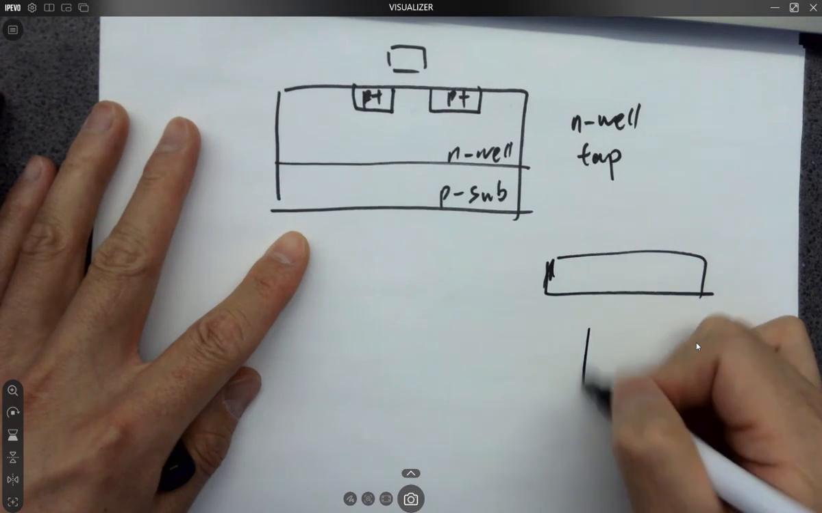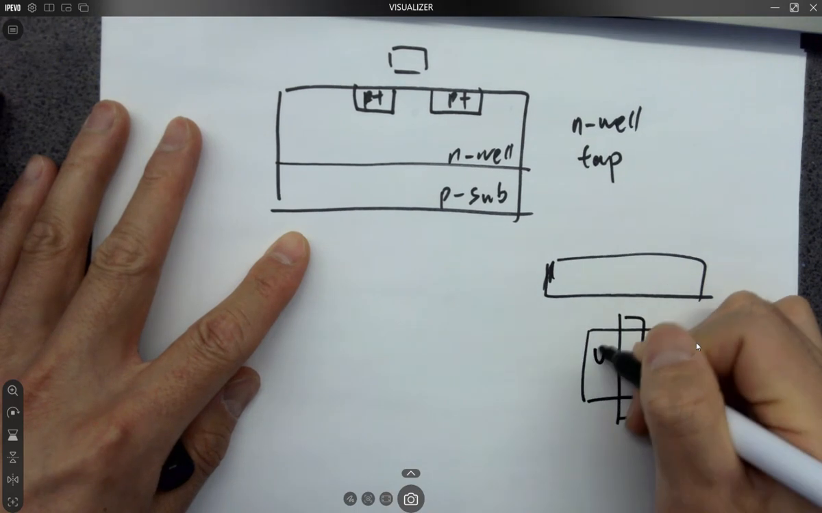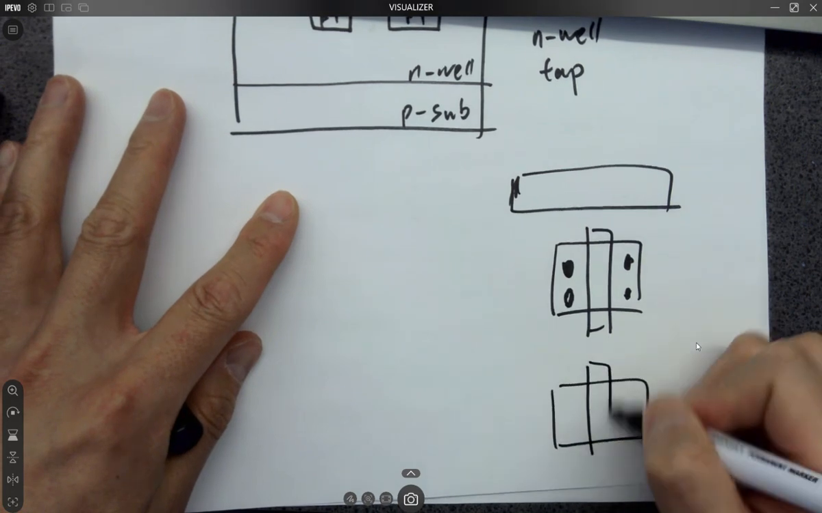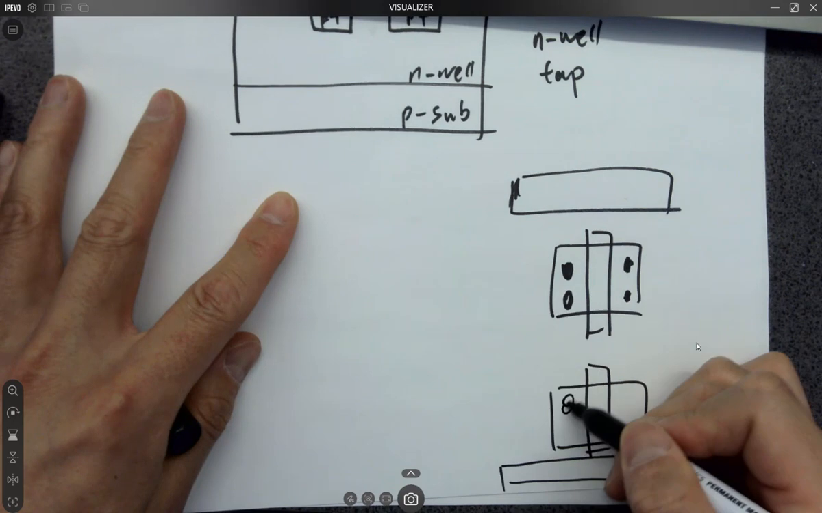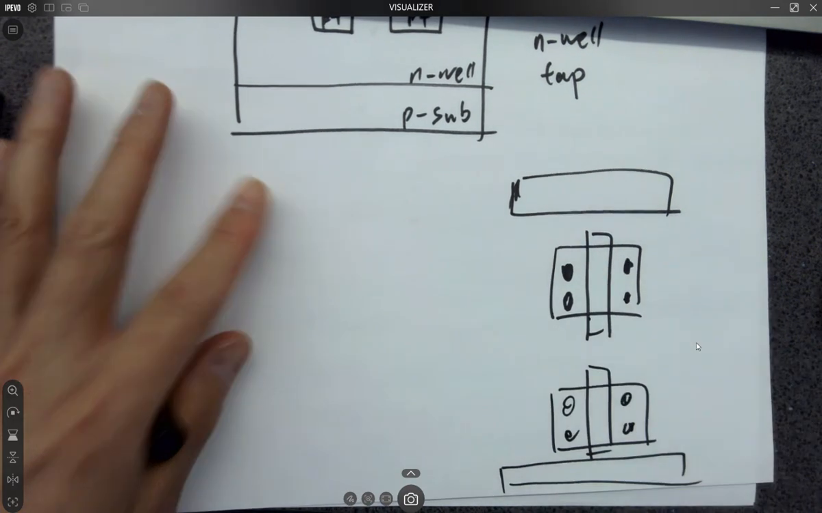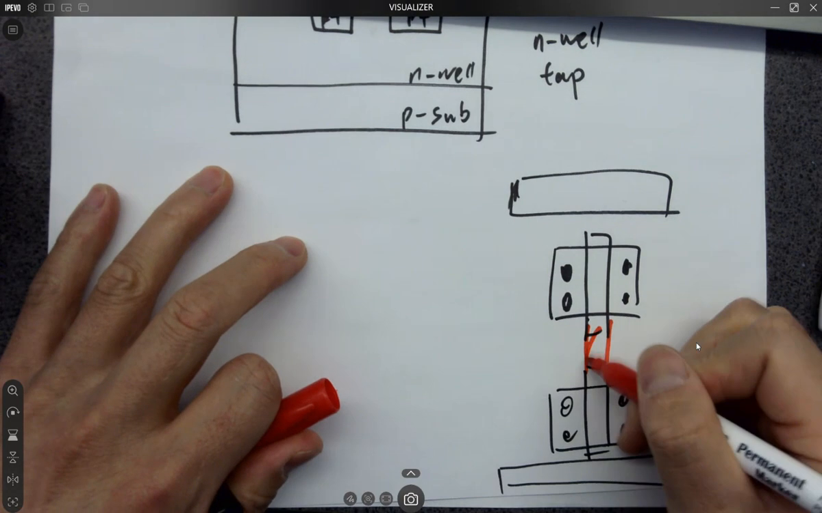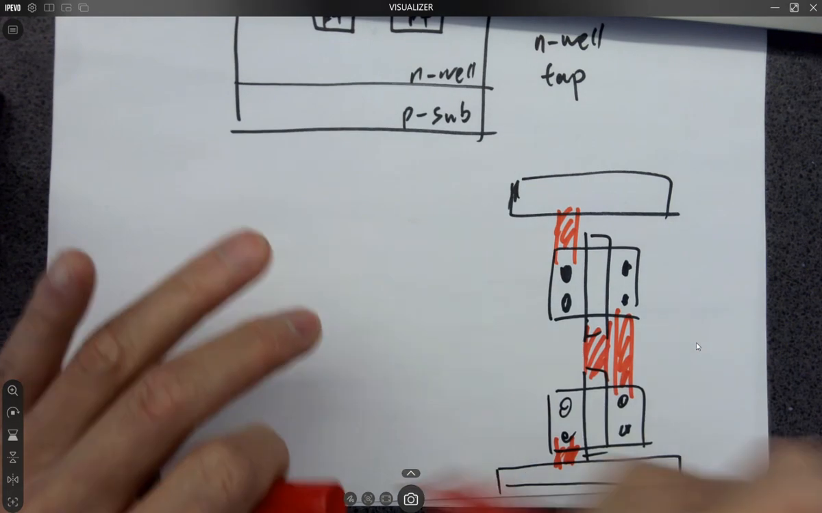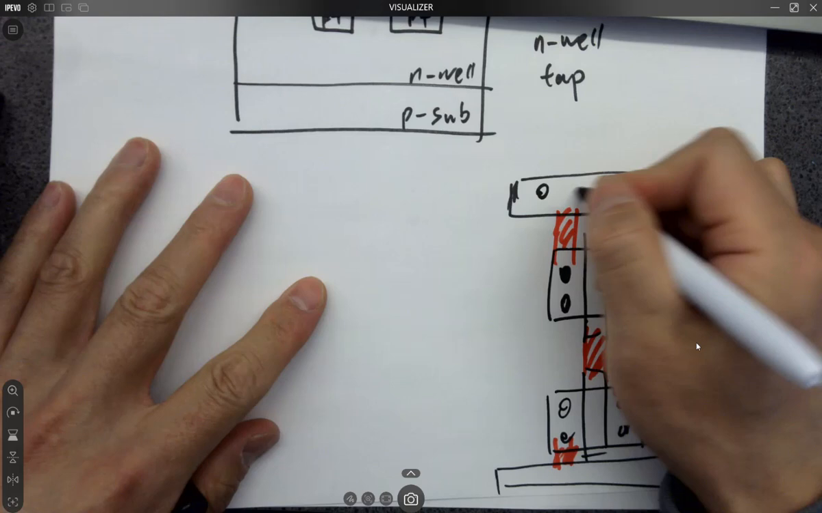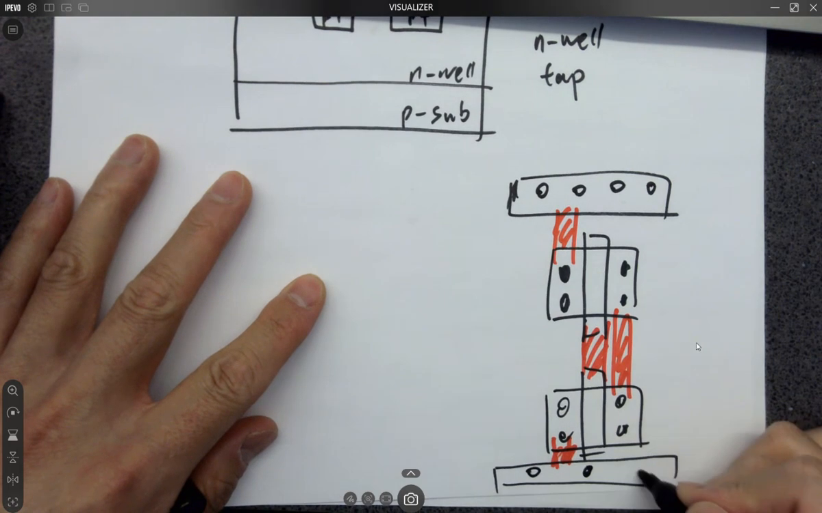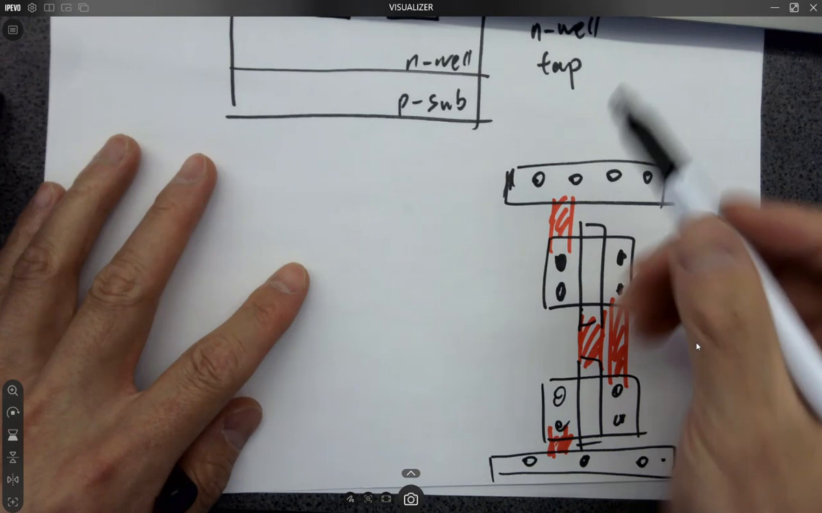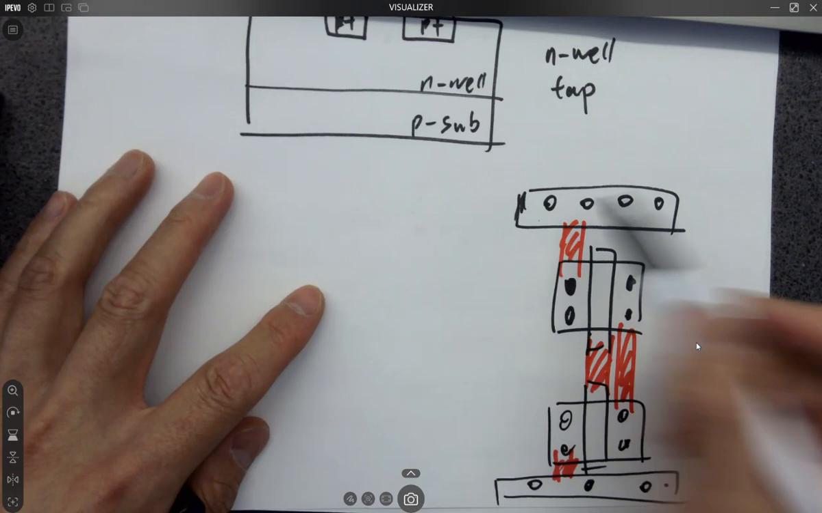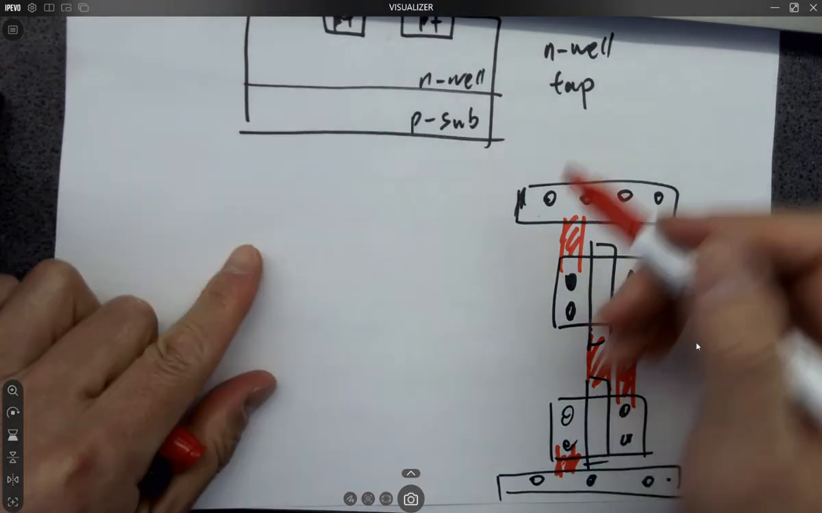When you have these things, you are shorting gates to each other to form an inverter, like this. Okay. So these are N-well taps. And N-well taps should be in the same N-well as your PMOS.